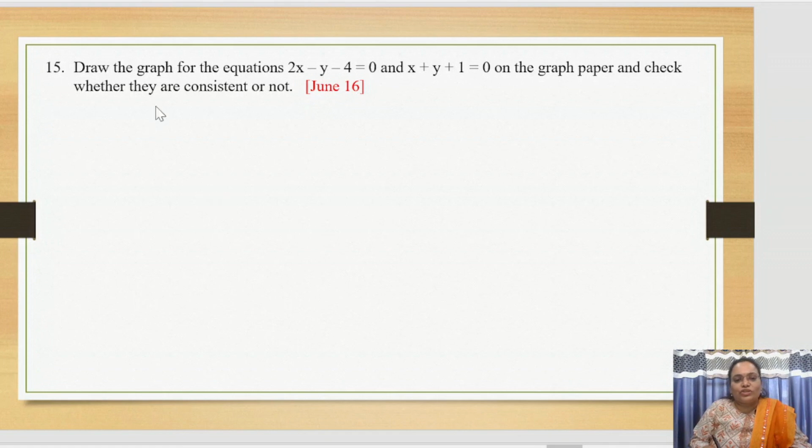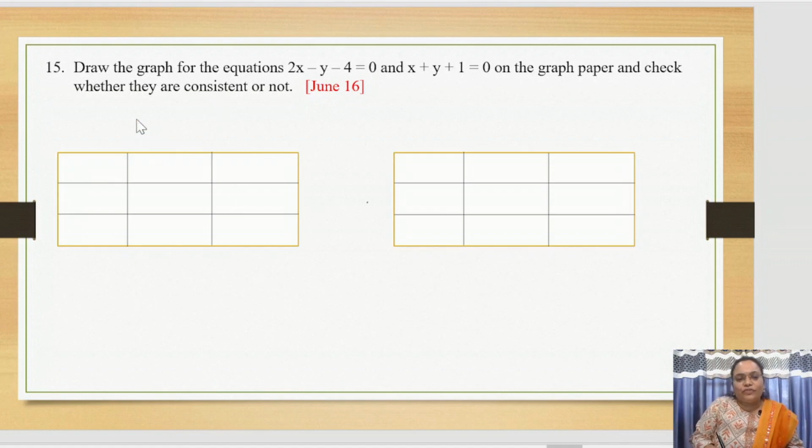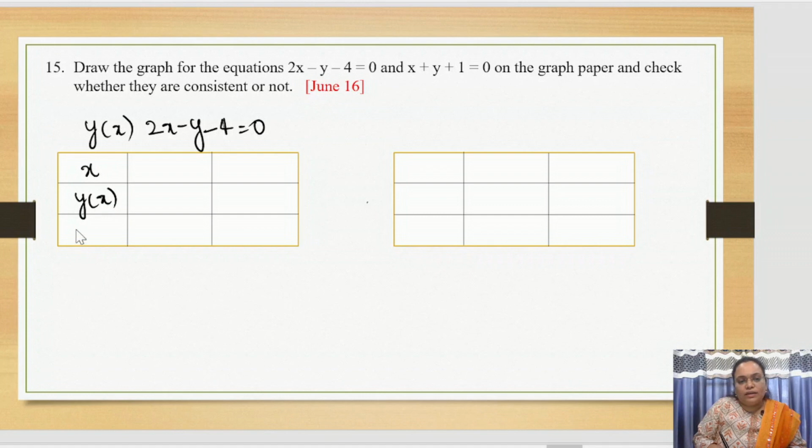Let us see the next question. Draw the graph for the equations on the graph paper and check whether they are consistent or not. Okay. First, let us plot the graph. Then let us check if it is consistent or not. Okay. So let us take the first equation, which is 2x minus y minus 4 is equal to 0. Let us take this equation as y of x. Okay. So this is x, this is y of x, and this is x and y coordinates.